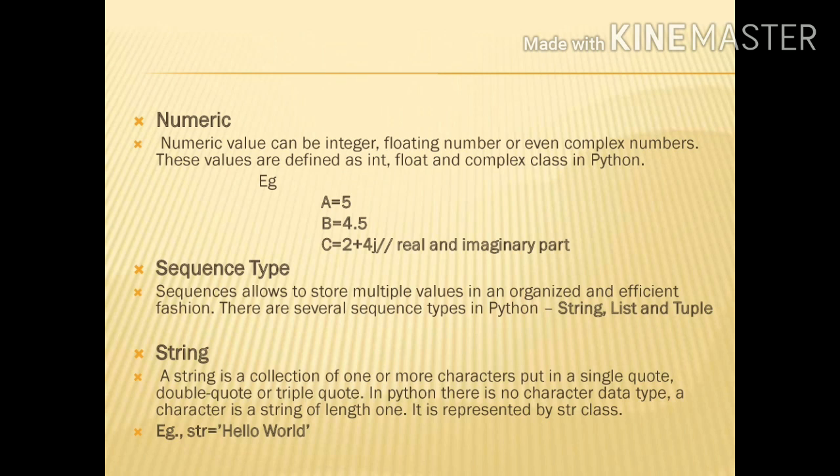A character is a string of length 1. It is represented by the str class. Remember, the character is a string of length 1. The example: str, which is nothing but a string, is equal to, within single quotes, hello world. This denotes that str is a string that contains the value hello world.